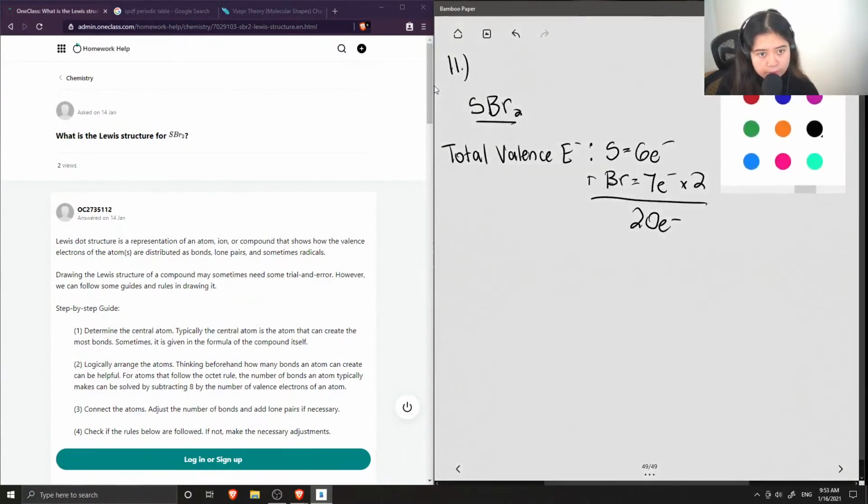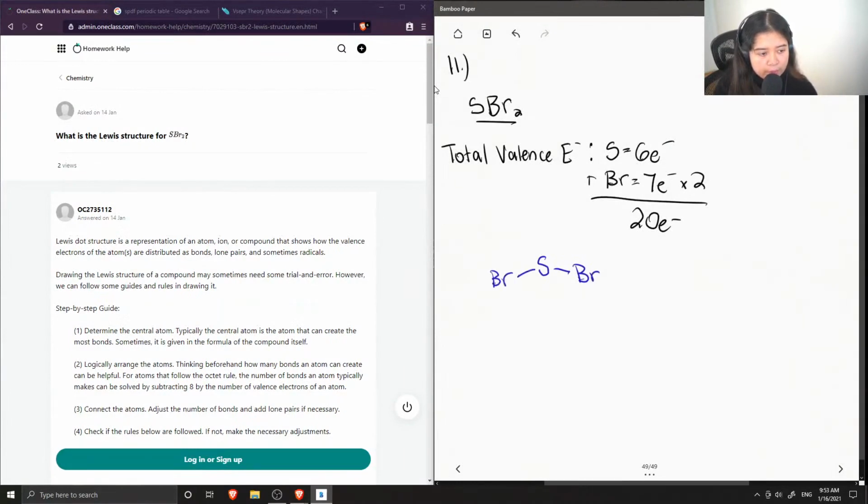So now we draw sulfur as our central atom and 2 single bonds to our bromines. Now we can draw in all the lone pairs and then count out how many electrons I've drawn so far. So each bond contains 2 bonding electrons, and each bromine has the 6 electrons as lone pairs.